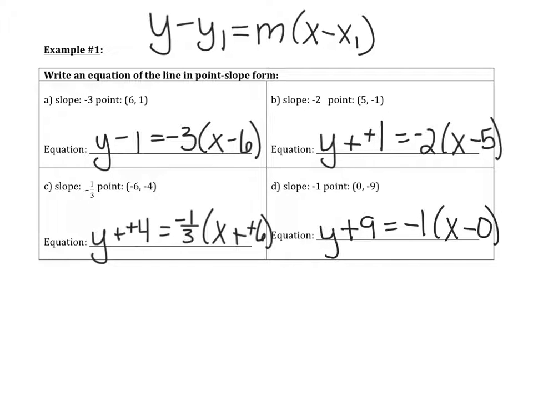So you can do a little simplification here, and you could write it as y plus 9 equals, since x minus 0 is just x, I could simply just write this as negative 1x on the right-hand side. I would accept either answer as a correct answer. So again, this is writing equations in point slope form when you're given a point and a slope, just like you were given in each one of these problems, a point and a slope.